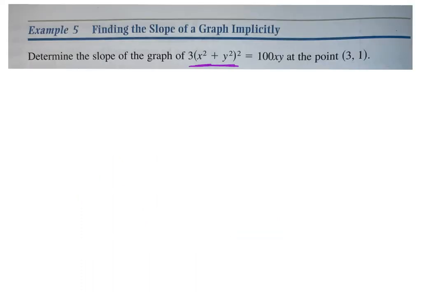So chain rule here, because of this, I have to do 2 times that 3, which is 6, times x squared plus y squared to the first power. And then the derivative of the inside is going to be 2x plus 2y. I derived a y, so I have to do dy dx there.